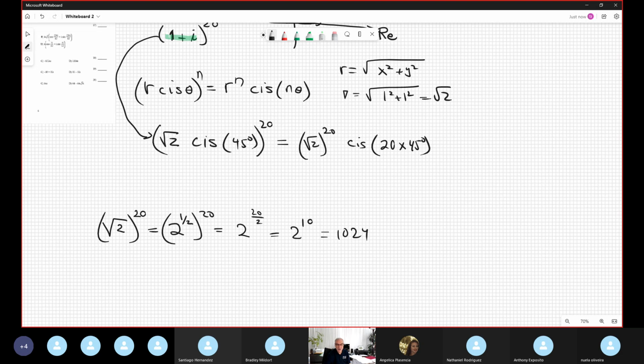Entonces now I know que the value is 1024 cosine I sine and multiplication 20 times 900. Pero the problem is que 900 is bigger than 360, no? Okay, entonces I need to find the coterminal. Okay, no, leave it like that. It's ugly, no?